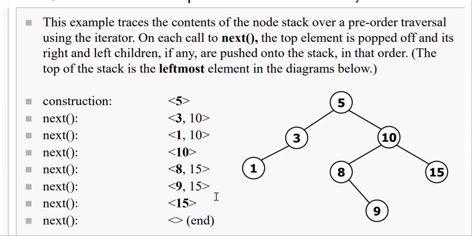Then we push the data 9 and 15. 9 is greater than 8, so it goes to the right side, and 15 already exists, so that ends there. Based on the next-of function, the top element should be popped off for entering the data into the stack. So this is one of the ways of using the iterator in binary tree traversal.